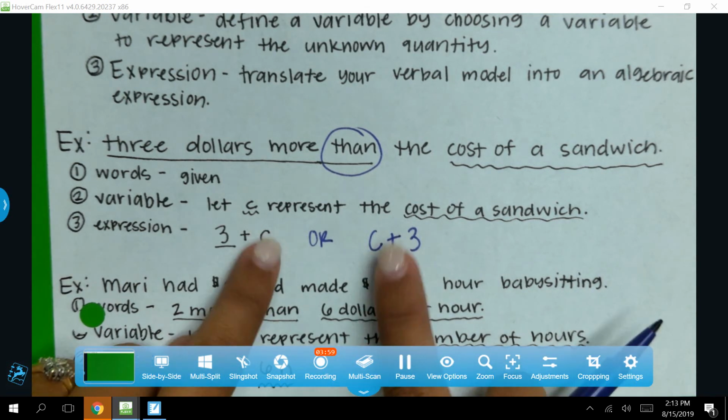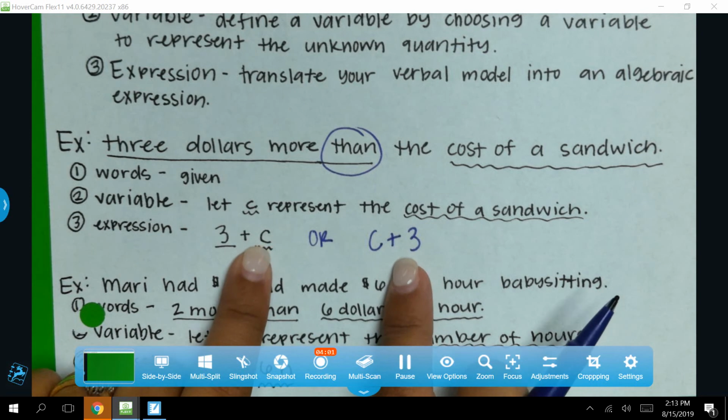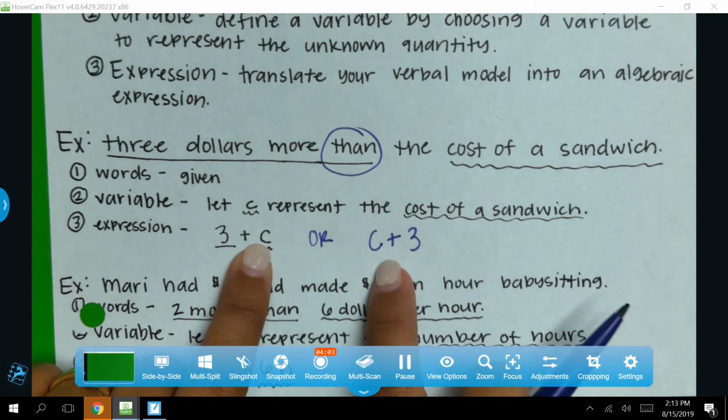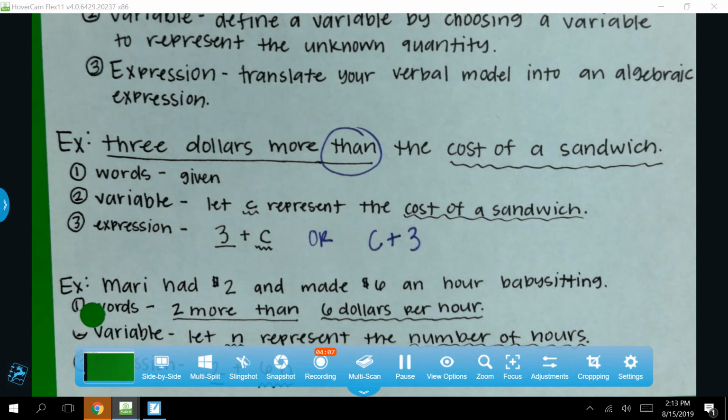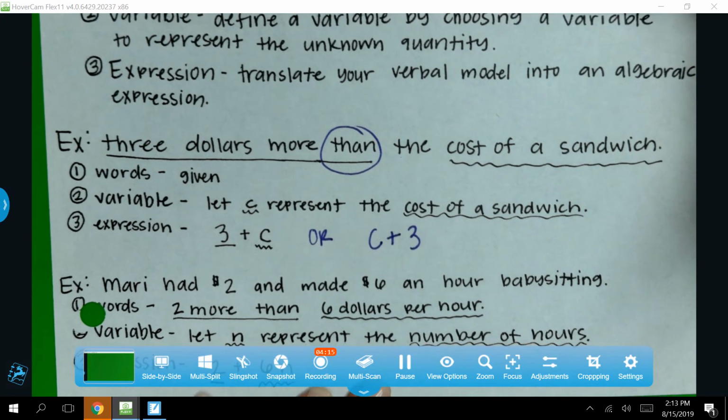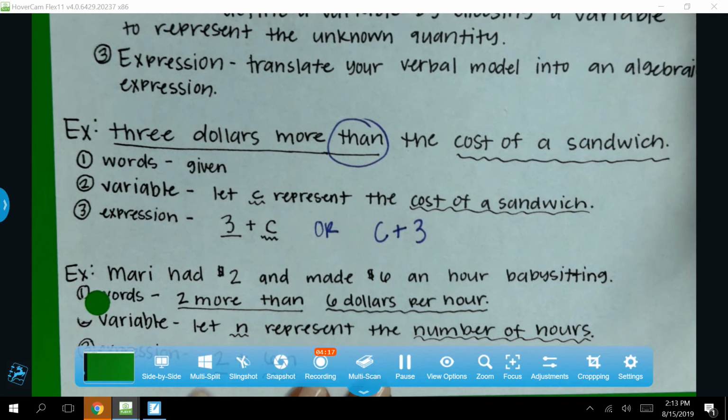So if you give me either one, I will count it correct. Just know that technically it's supposed to be switched around, okay? So you can just go ahead and get into the habit. Anytime that you see that than or that from, just go ahead and switch it, whether it's addition or subtraction. Okay. Questions on that example?